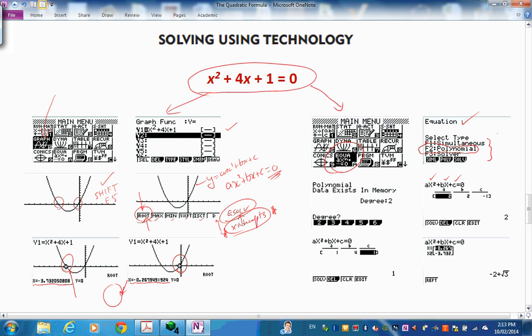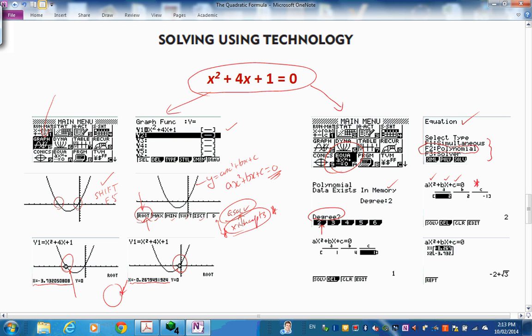So if you hit execute in that window, it asks you for the degree. The degree is the highest power of the variable, which here is 2. Data exists in memory, but don't worry, we'll overwrite that. So if you hit 2, you come up with the window.